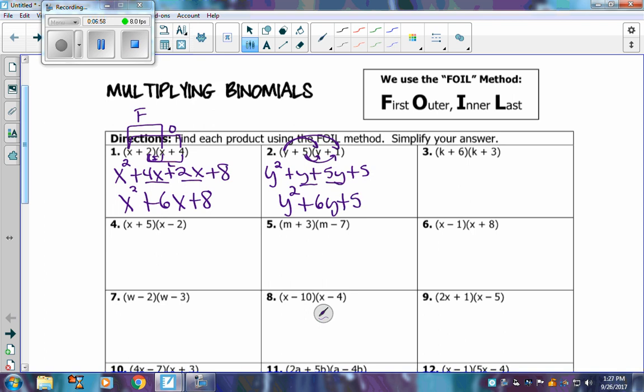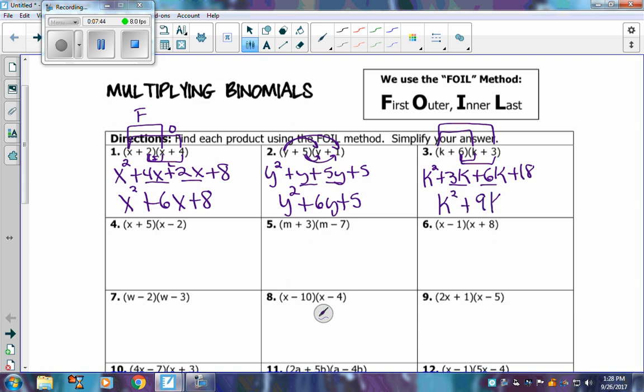All right, you try number 3. Okay, did you get k squared plus 9k plus 18? Yes. Okay, that's right. First times first, that's k times k is k squared. Outer terms, k times 3. Inner terms, 6 times k. And then last times last. Again, FOIL method is nothing more than distributing. That's all it is. These are like terms.